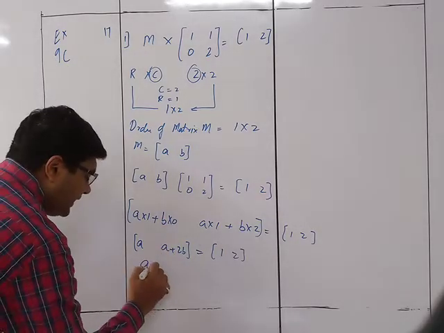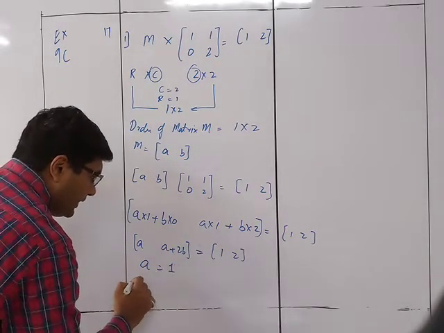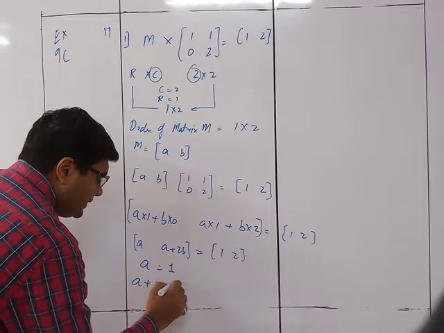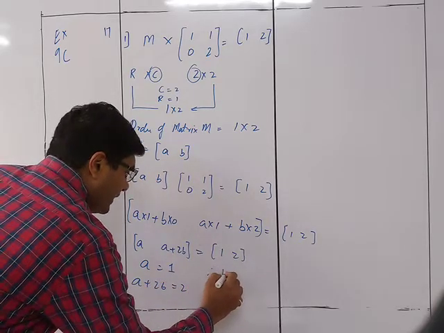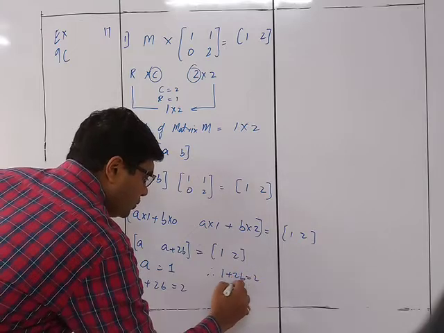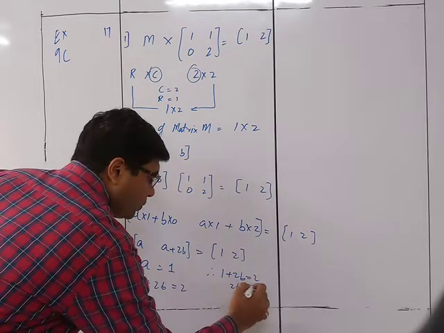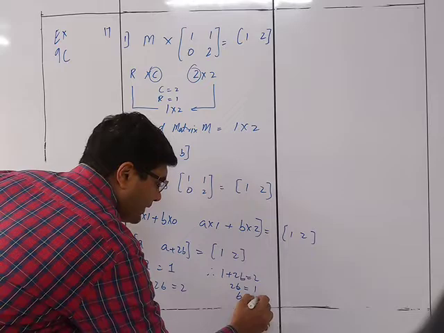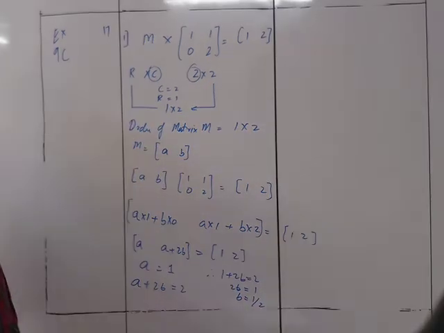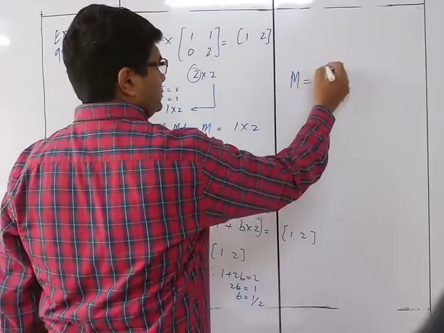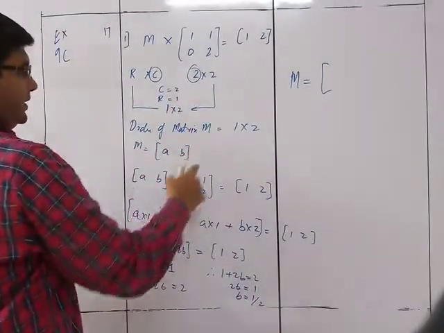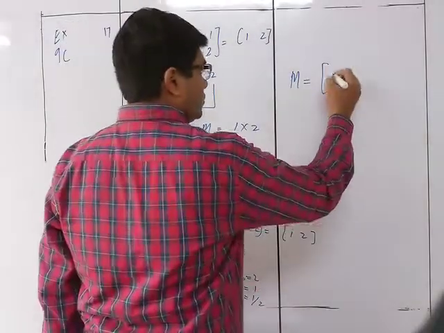Accordingly, we have A is equals to 1 and A plus 2B is equals to 2. Therefore, 1 plus 2B is equals to 2, 2B is equals to 1, B is equals to 1 upon 2. So finally we get M is equals to, the matrix over here will be A, B, that is 1, 1 upon 2.